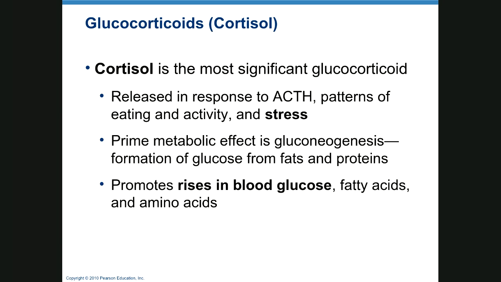Cortisol, again, most significant, is released in direct response to adrenocorticotropic hormone, eating, activity, stress. This is your stress hormone, of course, with epinephrine as well. But with stress, you're going to release lots of cortisol. Primary effect, gluconeogenesis. Look at this word. Gluco, you're making more glucose. Neo, out of something new. Genesis, making stuff. So forming glucose from fats and proteins. So you get a rise in blood glucose and fatty acids and amino acids.